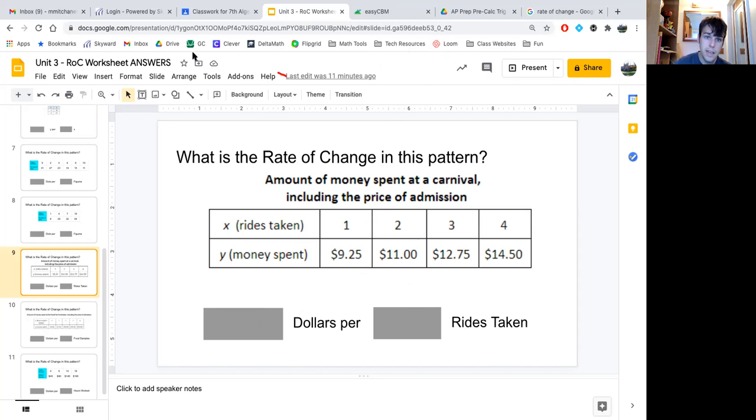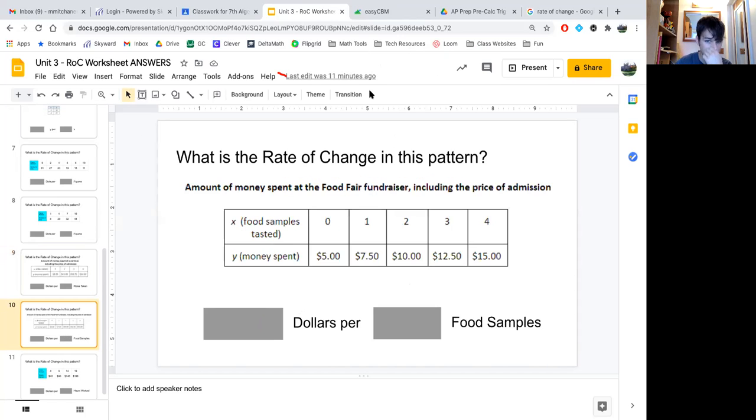Okay, let's go and clear that. Move on to the next one. Two more left here. Here we are doing the amount of money spent at a food fair fundraiser. That's a mouthful, including the admission price. So we're doing money spent and the number of food samples tasted. So with 0 food samples tasted, it was $5. That must have been the admission price. If we're already spending $5 when I haven't eaten any food, that must have been what it costs to get in, but it's not relevant right this second. We're not dealing with that, but it's an important thing to think about.